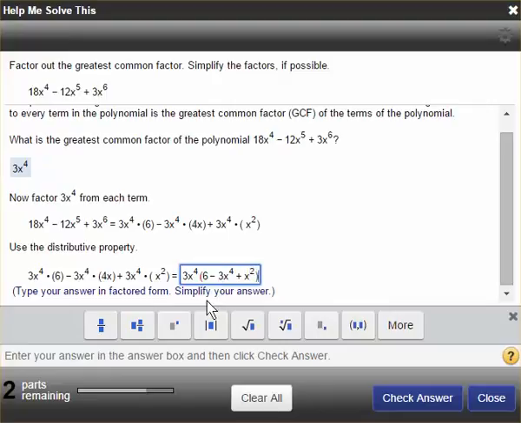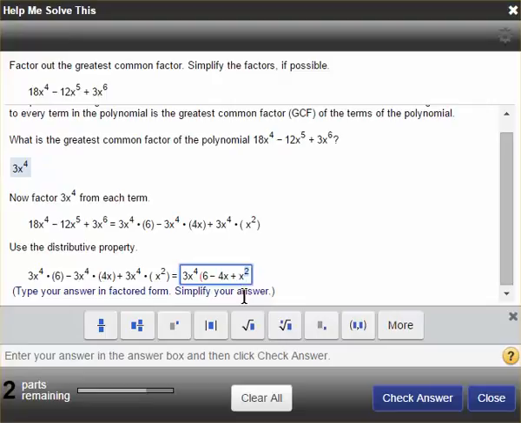Let me just check that again. So I get 18x to the fourth. I get minus, that should be a 4, right? Not a 3. Oh, darn it, because 3 times minus 3 is minus 9, and I'm looking for a minus 12. So I'm going to have to change this here to a 4. And it's going to be 4x and what's left here is going to be a plus x squared.